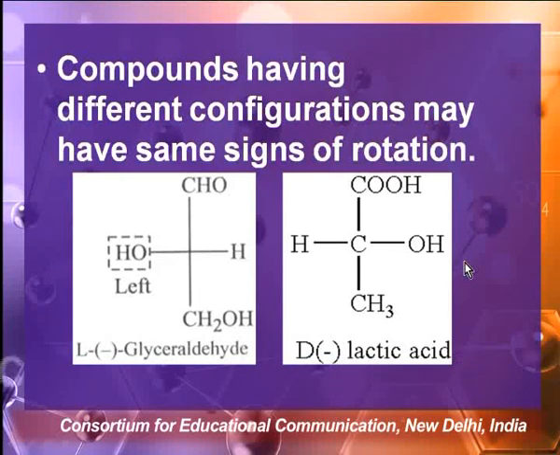And the next thing that you have to keep in mind is that compounds having different configurations may have same signs of rotation. For example, we see that L-glyceraldehyde, in which the OH is on the left hand side of the horizontal line, has L configuration, whereas this lactic acid has OH on the right hand side, so it has D configuration. So the configuration of these two molecules is different. Nevertheless, they have the same optical rotation.